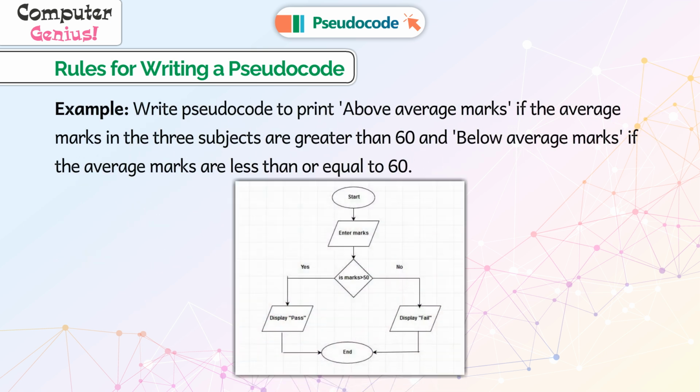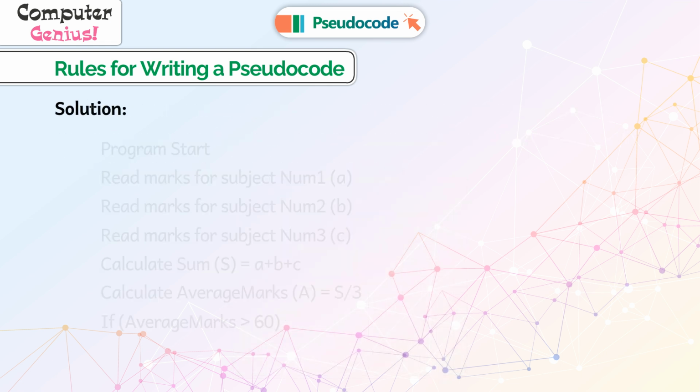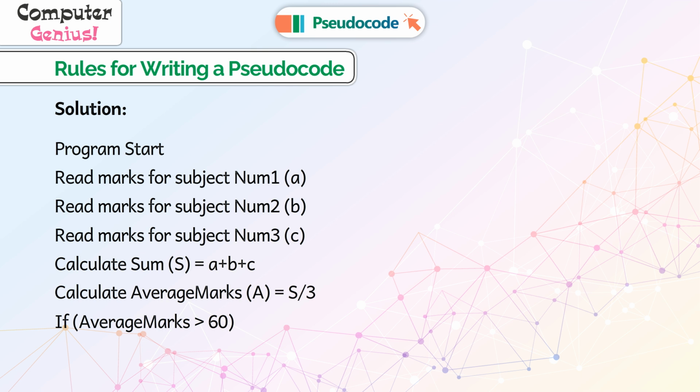Example, write pseudocode to print above average marks if the average marks in the 3 subjects are greater than 60 and below average marks if the average marks are less than or equal to 60. Solution. Program start. Read marks for subject number 1, A. Read marks for subject number 2, B. Read marks for subject number 3, C.